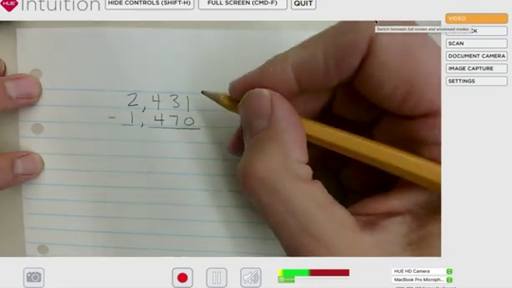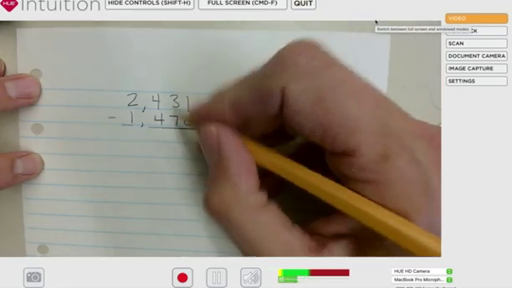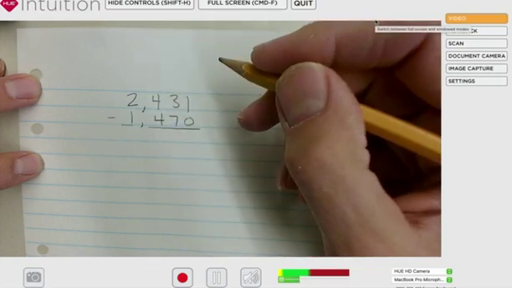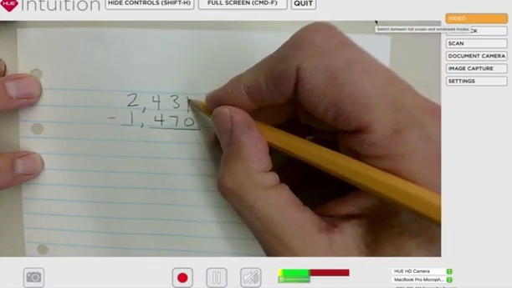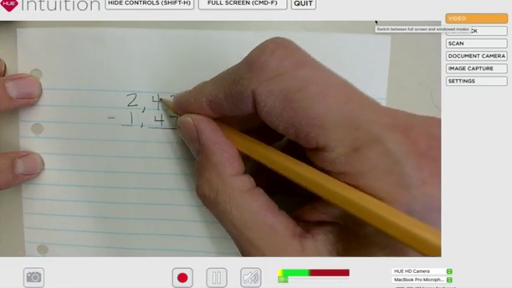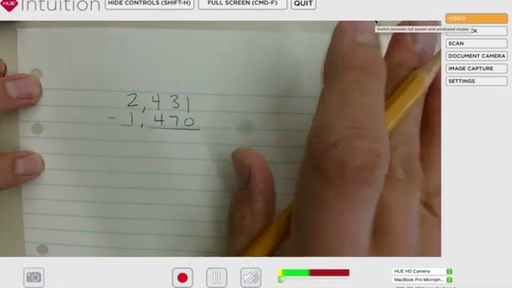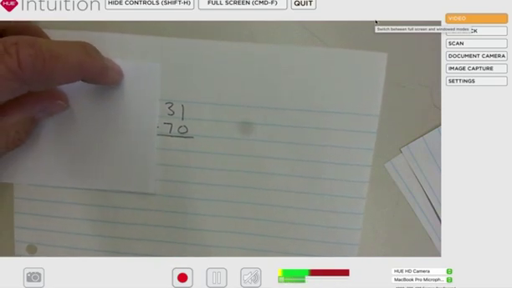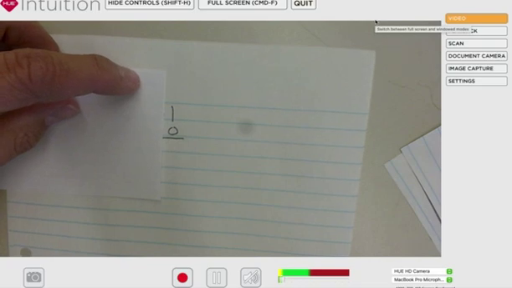Also, it's extremely important that you line up the digits properly. I call it lining up like toy soldiers, where the ones are on top of the ones, the tens are on top of the tens, the hundreds are on top of the hundreds. Let me get my blocker out. You're not going to have a blocker, but this is what I'm going to have. So we can just take this one digit at a time.